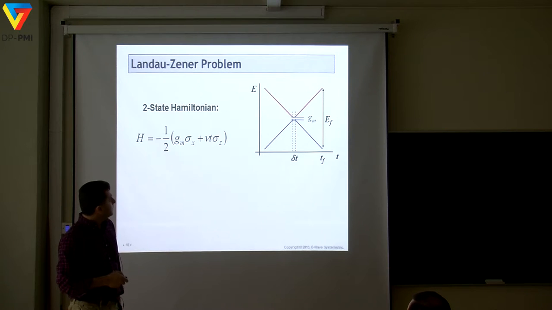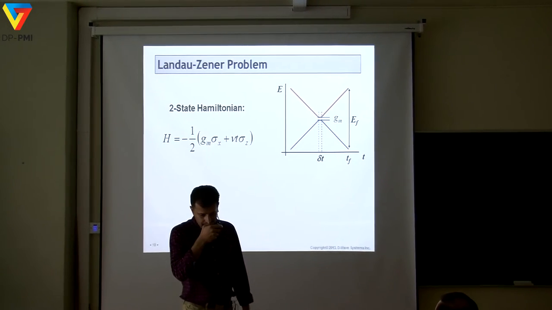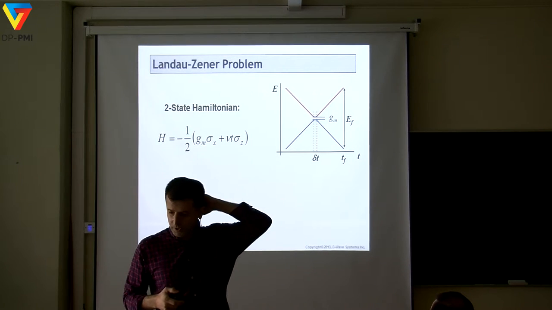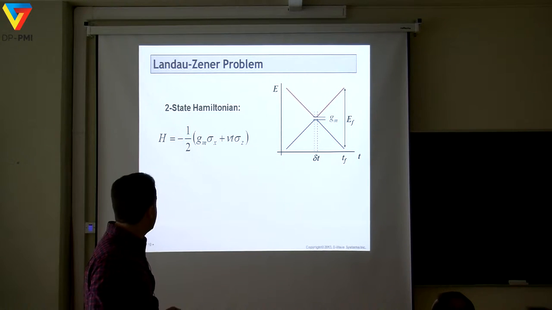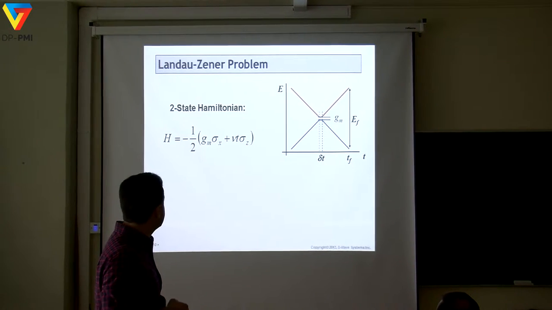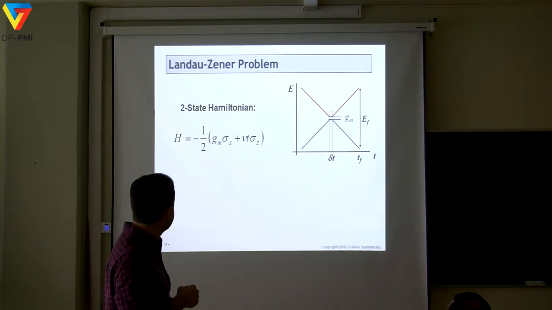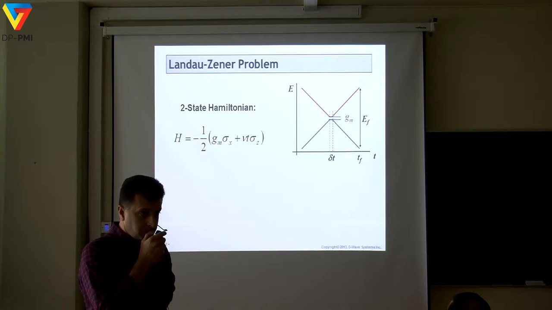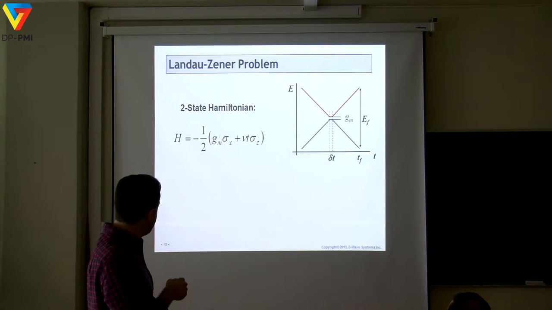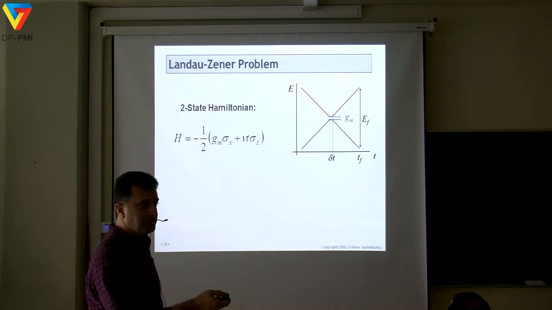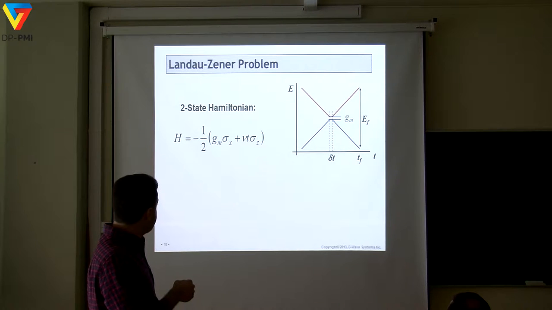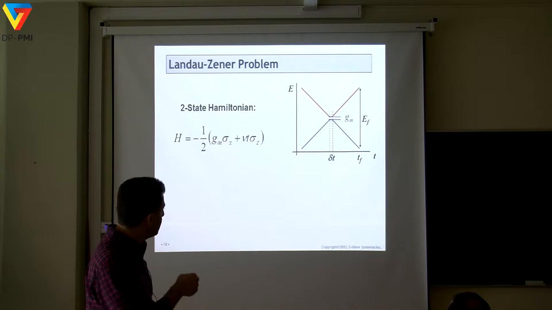Okay, so you can look at this differently. For those who were in the meeting yesterday, I mentioned the Landau-Zener problem. The Landau-Zener problem is a problem where you have a Hamiltonian like this, in which the sigma x term is constant and the sigma z term changes linearly with time. If you plot the two eigenstates of this Hamiltonian, you get actually a picture exactly like this.